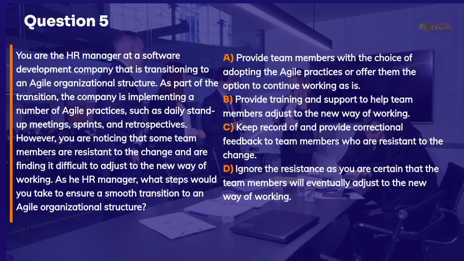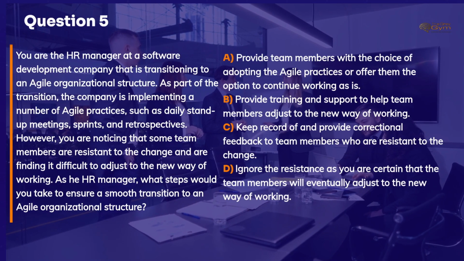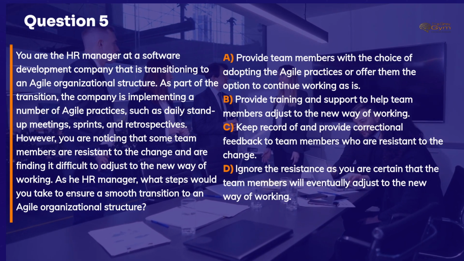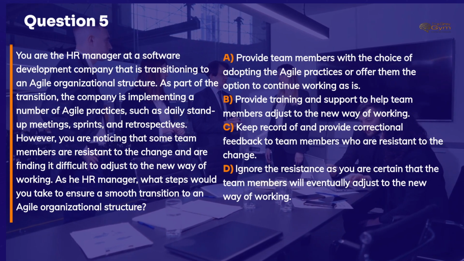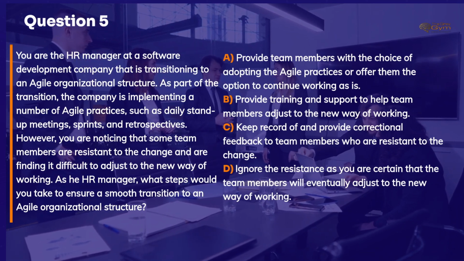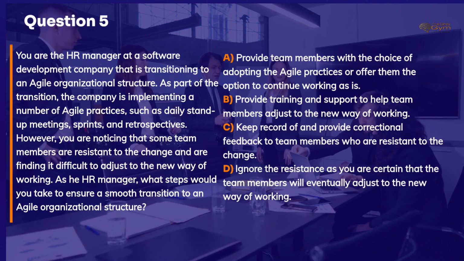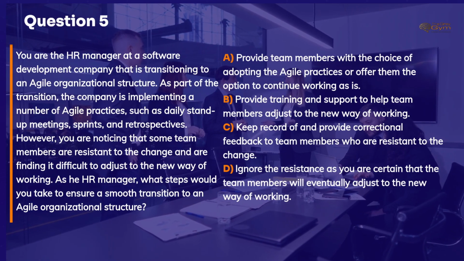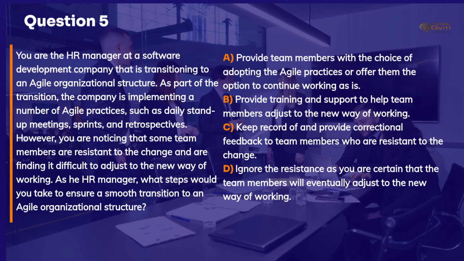A. Provide team members with the choice of adopting the Agile practices or offer them the option to continue working as is. B. Provide training and support to help team members adjust to the new way of working. C. Keep record of and provide correctional feedback to team members who are resistant to the change. D. Ignore the resistance as you are certain that the team members will eventually adjust to the new way of working.